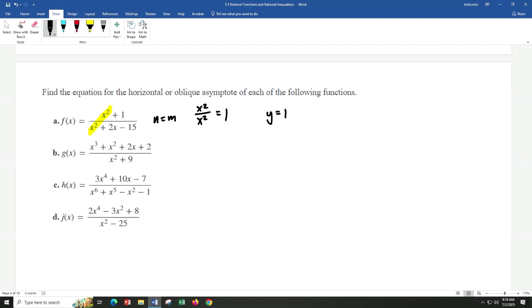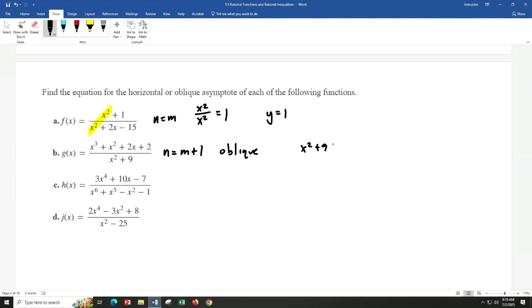Okay, look at the next one. The degree of the polynomial on top is a 3. The one on the bottom is a 2. Well, notice, can I add 1 to that 2 and get a 3? So notice on this one I have n is equal to m plus 1. This one I'll show you shortly how to do. But since it is going to be an oblique asymptote, you would really have to do this.